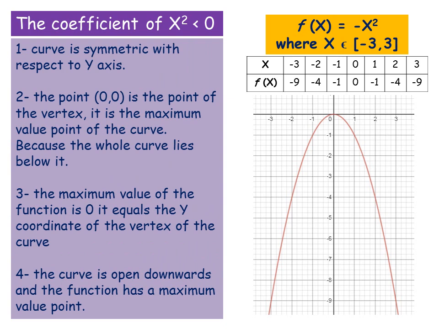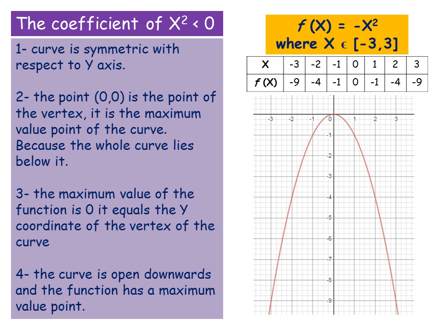First, this curve also has the y-axis as the axis of symmetry. The point (0, 0) is the vertex, because the curve changes its direction just after passing this point. And this point is the maximum point. Here is the maximum point of the curve, because the whole curve lies below this point. The maximum value of this function is 0, and we can notice that also from the curve and from the values in the table. The maximum value of f(x) equals 0. The curve opens downwards, and the function has a maximum value point.